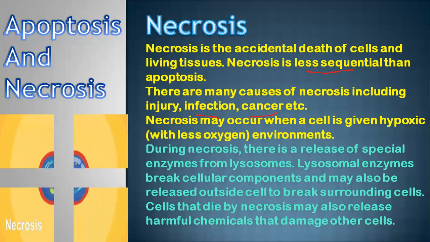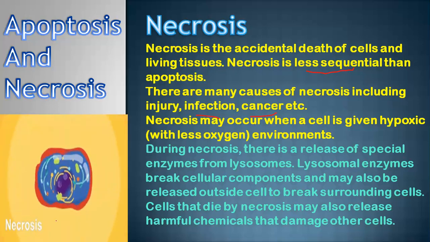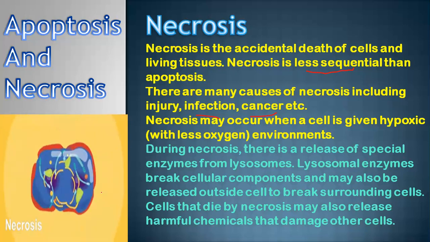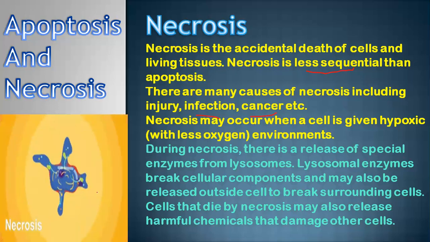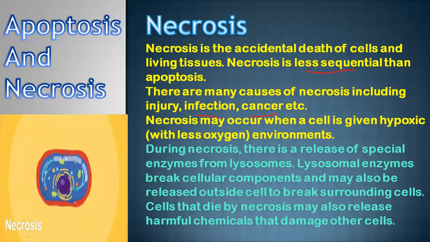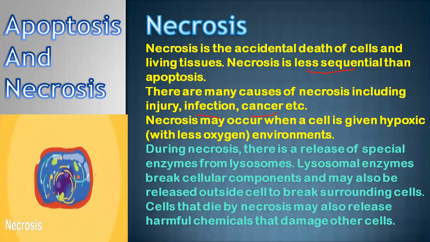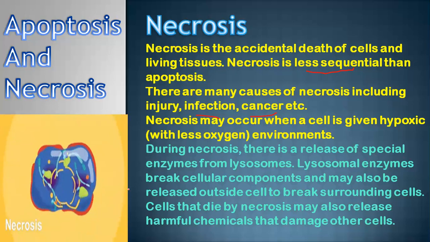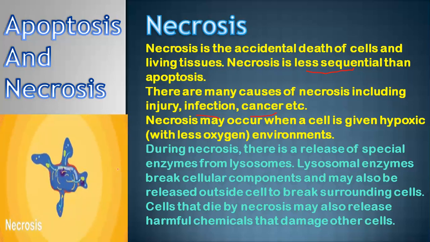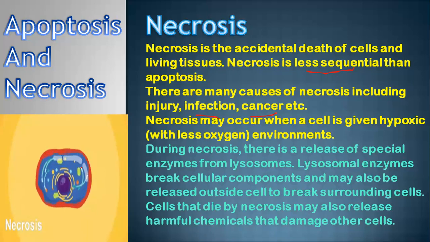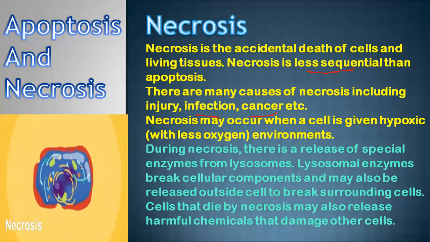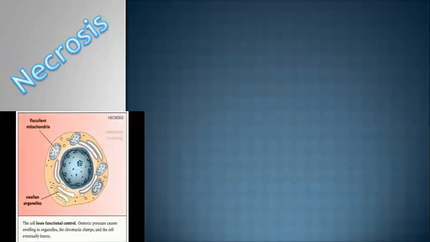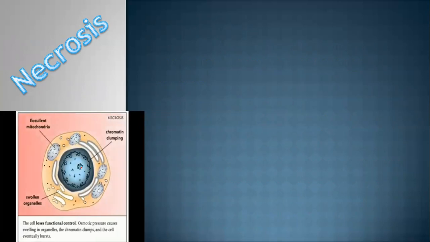During necrosis, there is a release of special enzymes from the lysosome. We know the lysosome releases digestive enzymes, and the digestive enzymes break down all the cellular contents, as you can see here in the diagram, and may also be released outside of the cell to break down surrounding cells also. The cells that die by necrosis may also release harmful chemicals to damage other cells. So it bursts like this, and the nearby cells are affected especially. That's why, if necrosis isn't treated, we can have a problem in the surrounding tissue.